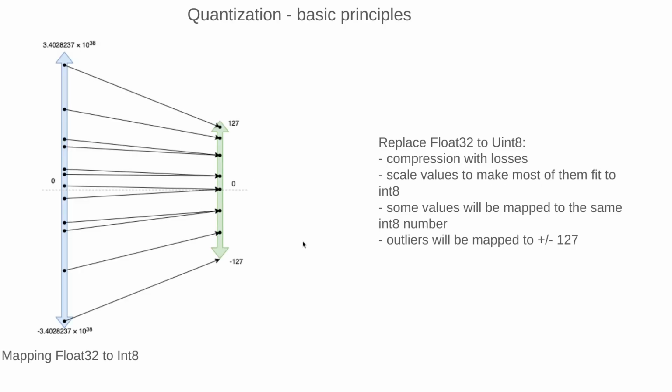So how does this work? How is it possible? Quite simple, actually. We just map numbers from the float scale to int8. And obviously, we have far fewer numbers here than possible numbers here. So sometimes numbers that are quite close to one another will be scaled to one number. In that case, we will lose some accuracy. We will lose the ability to distinguish between them.